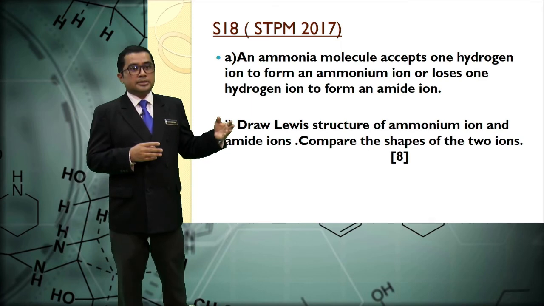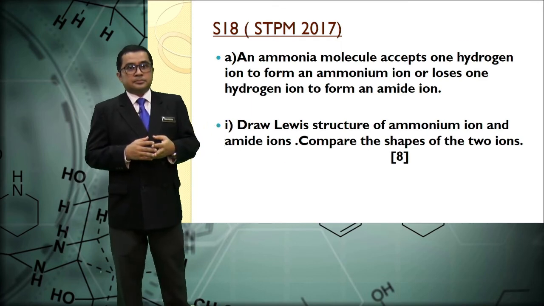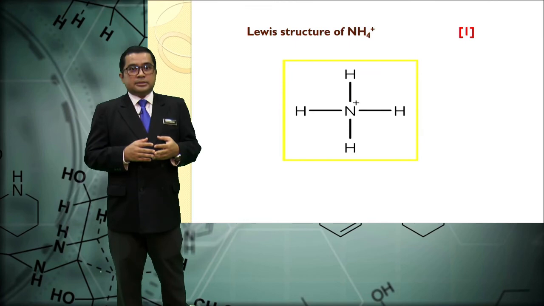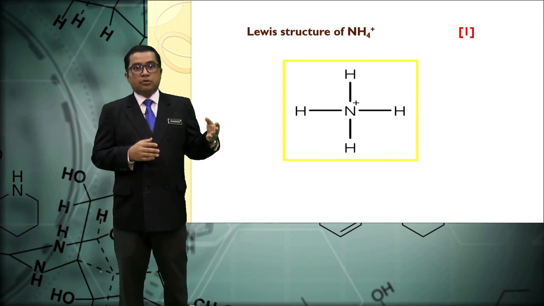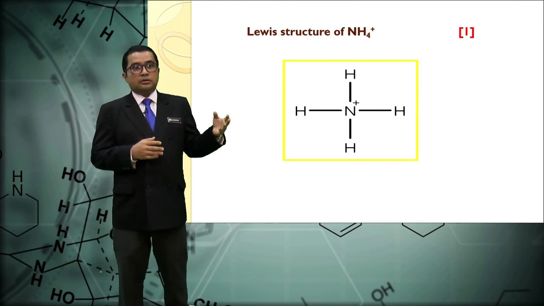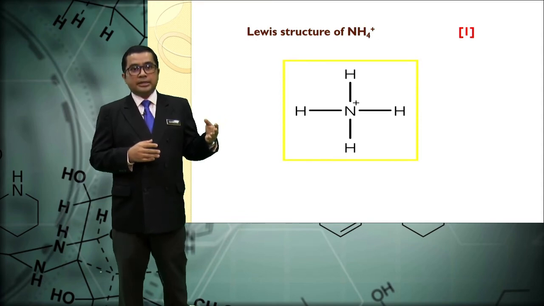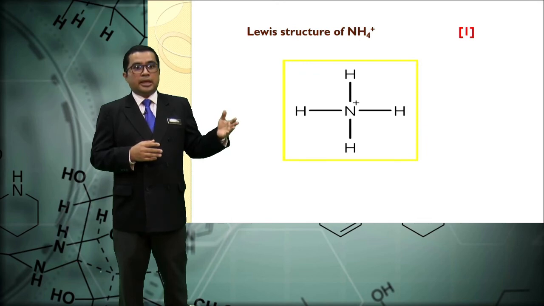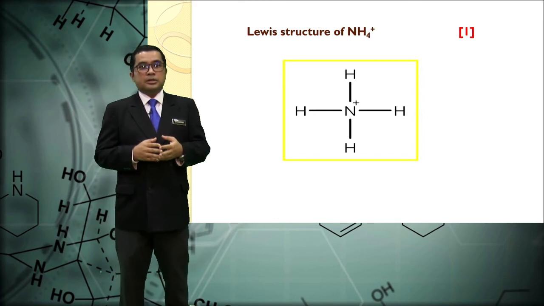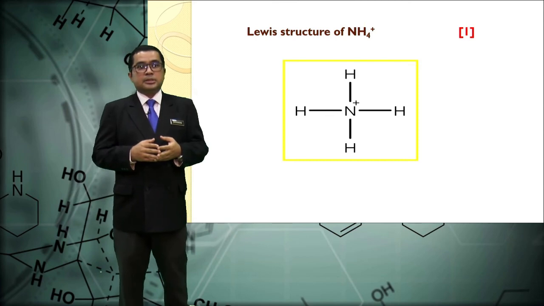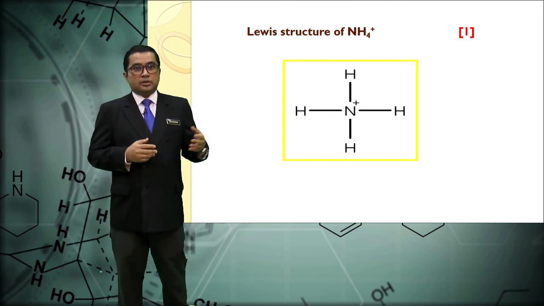Okay, we go to the answer. The answer is the Lewis structure of ammonium. N is the central atom, and there are 4 hydrogen atoms, so 4 hydrogen atoms will surround the nitrogen atom. Make sure that you put a positive charge on the central atom, which is the nitrogen. So this is the correct structure of ammonium. We go to the next one.